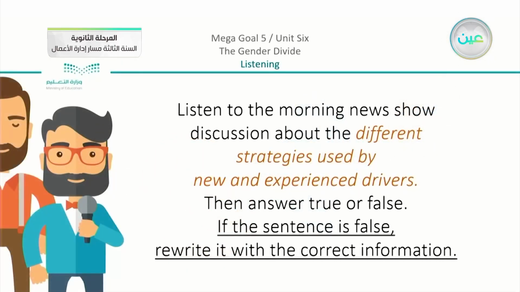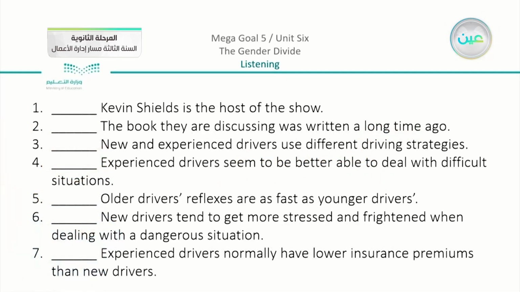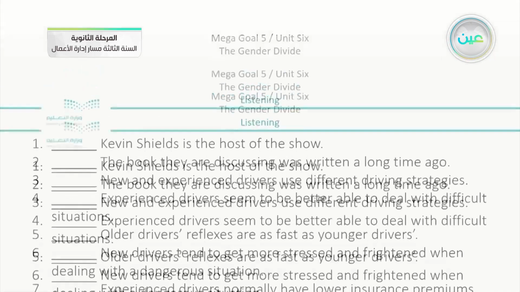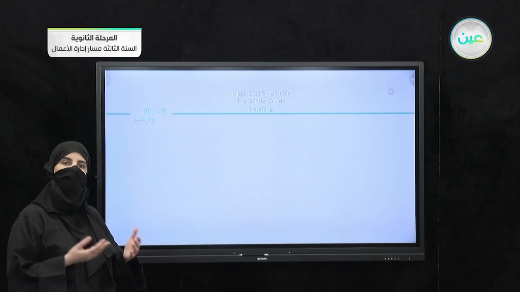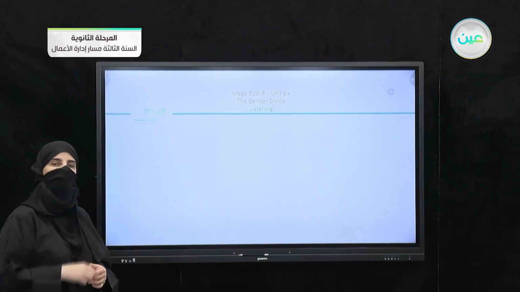Now, in your book, we have the listening part. Listen to the morning news show discussion about the different strategies used by the new and experienced drivers. Then answer true or false. If the sentence is false, rewrite it with the correct information. So we are going to learn more about a kind of interview. We are going to listen, and we do know that there is a comparison between new drivers and experienced or old drivers. So we have here the true or false statements. We are going to listen to the conversation, and then we will see which one is true and which one is false, and we will correct.